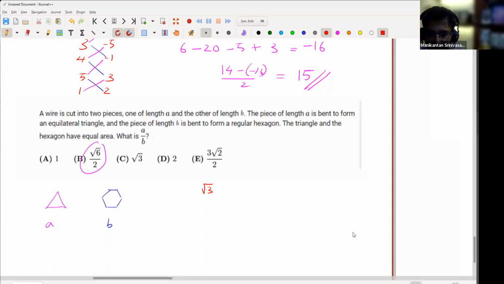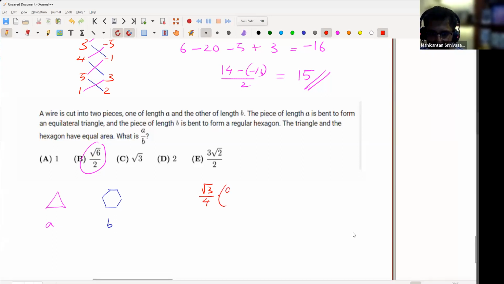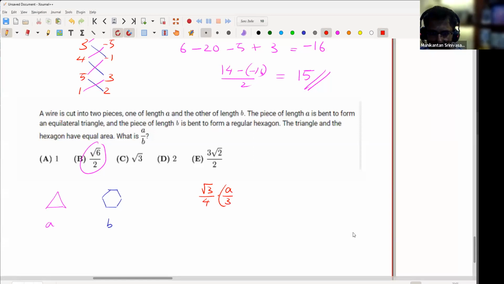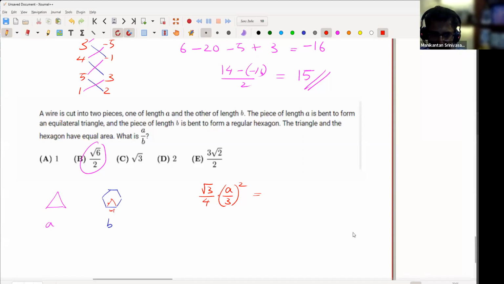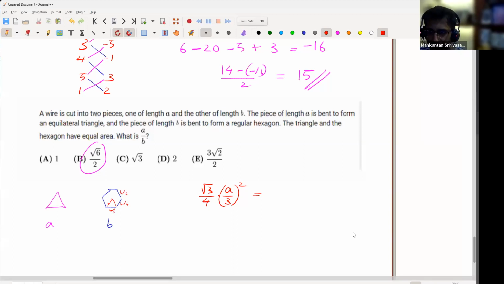The area of an equilateral triangle is √3/4 into side square, and the side is A/3. Right? Side is A/3. So this is the area of the equilateral triangle. That has to be equal to the area of a hexagon. This hexagon is nothing but 6 equilateral triangles. Each of these sides is B/6, because the entire perimeter is B. So you have 6 equilateral triangles.